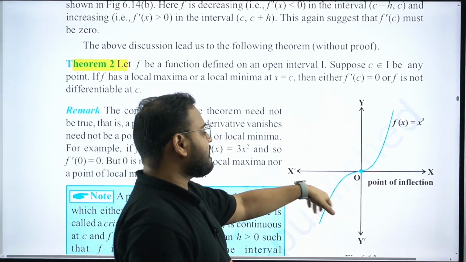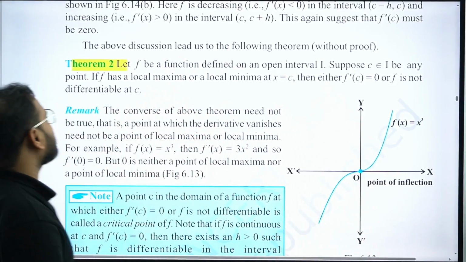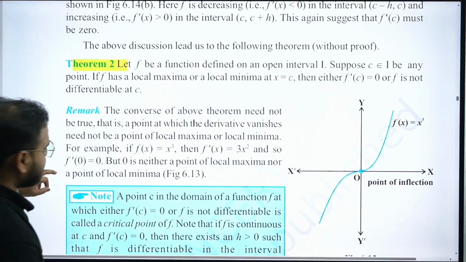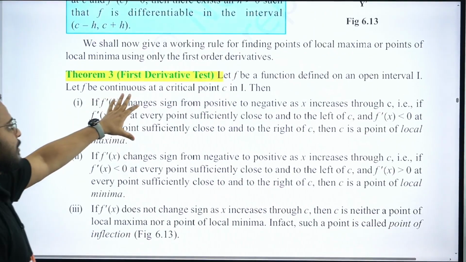Point of inflection is where there is no change. Whenever there is no change, that is called a point of inflection. So please go ahead and learn all of this. I've already explained this part as well.